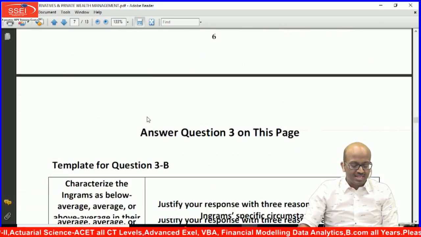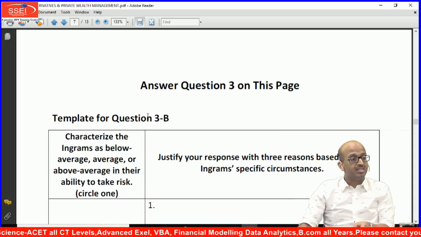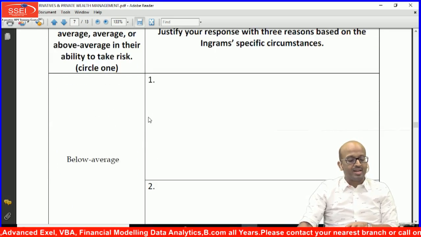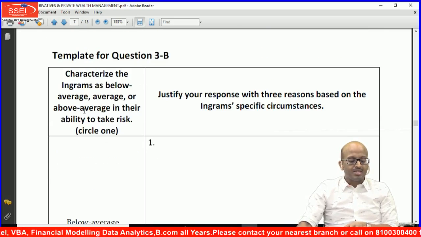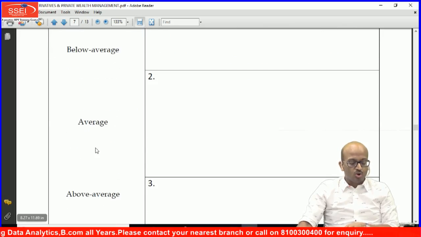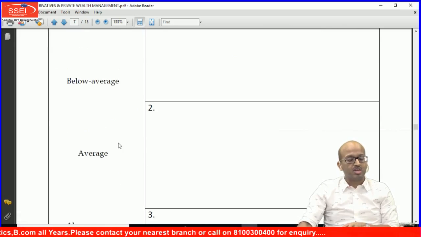So they have given a template for this question, 3B. In the exam paper you will have this. This is the exam paper you will get. Characterize N-grams as below average, average or above average. Circle one: below average or above average. You are supposed to circle.